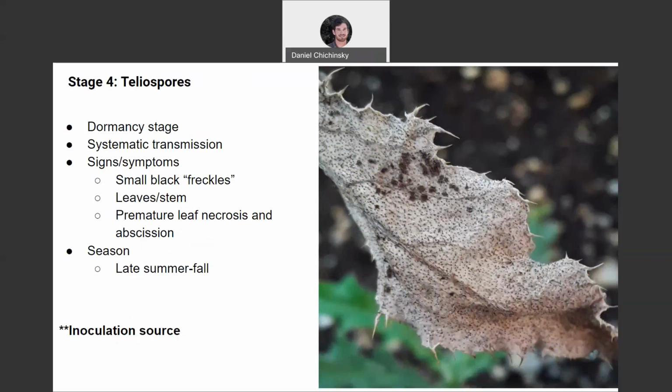Teleospores are responsible for systemic transmission of thistle rust into new hosts. Signs and symptoms include small black freckles on the leaves and stems, as well as premature leaf necrosis and abscission of leaves. The season for teleospores is late summer through the fall. And once again, this is the inoculation source that we use to re-inoculate new thistle in the field.